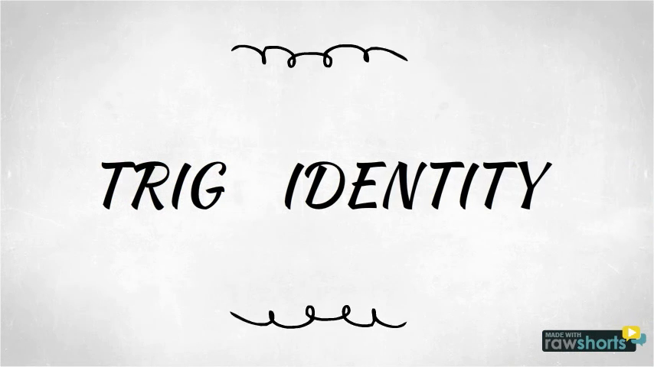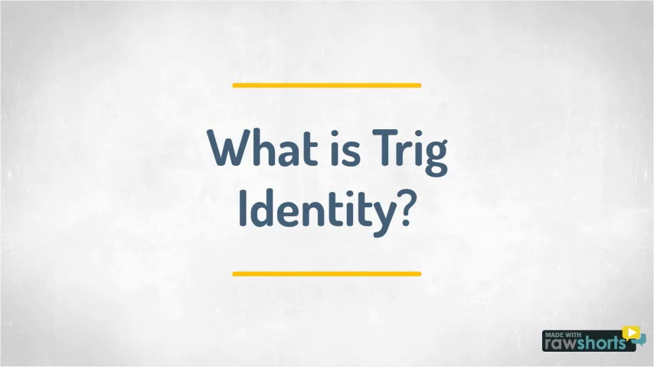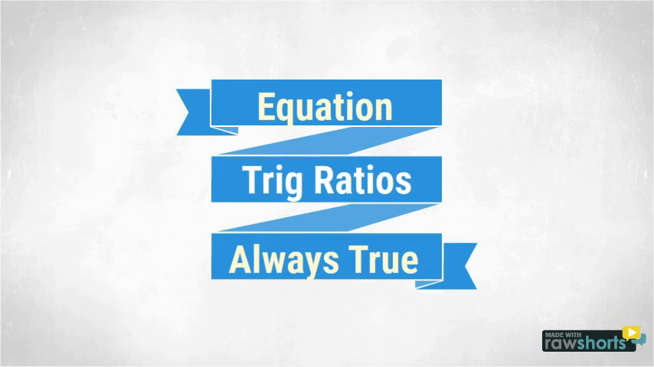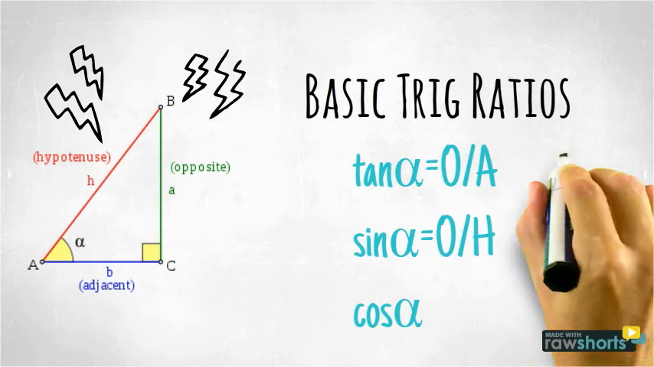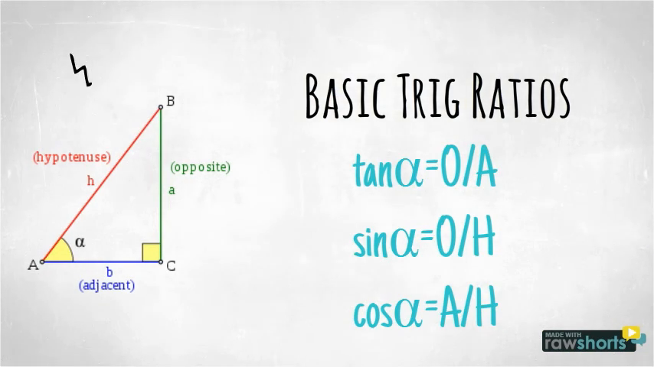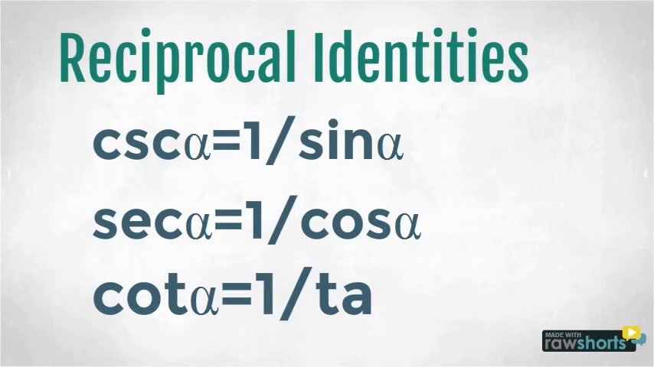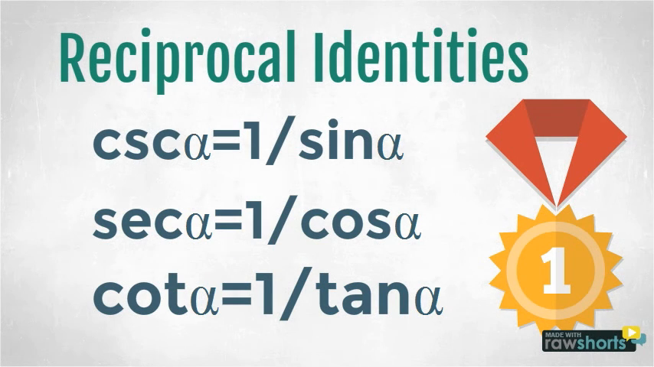Trig identities. What is a trig identity? A trig identity is an equation that includes trig ratios that has to be proven to be equivalent on both sides of the equation. To learn trig identities, we need to learn the three basic trig ratios first: sine, cosine, and tangent. Reciprocal identities. Cosecant is 1 over sine, secant is 1 over cos, and cotangent is 1 over tan.